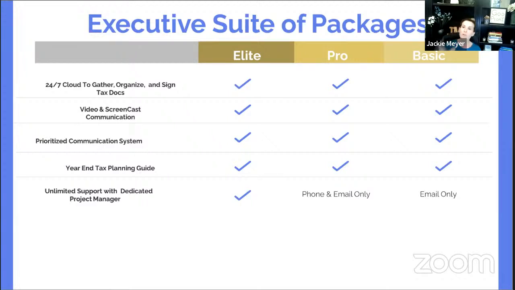And when you put these communication systems in place, they're giving you their expectation of when they want it done. A lot of times it's a lot later than what you would expect. You don't have to reply within 5-10 minutes. And you can reply back if their expectation is inaccurate and explain why and tell them when you're going to get it done. We also include a year-end planning guide, some tips and tricks there for the clients, and unlimited support with a dedicated project manager.